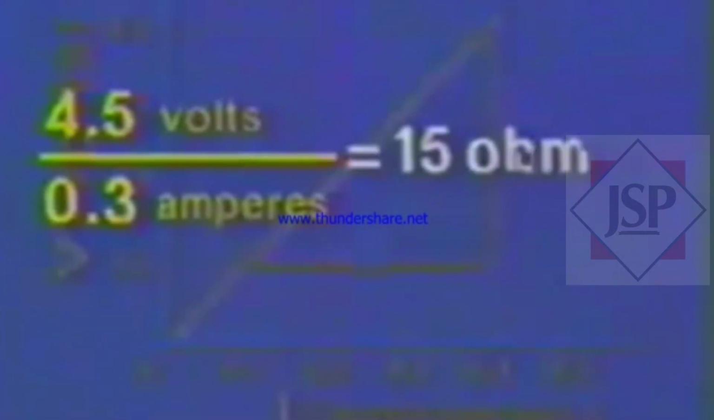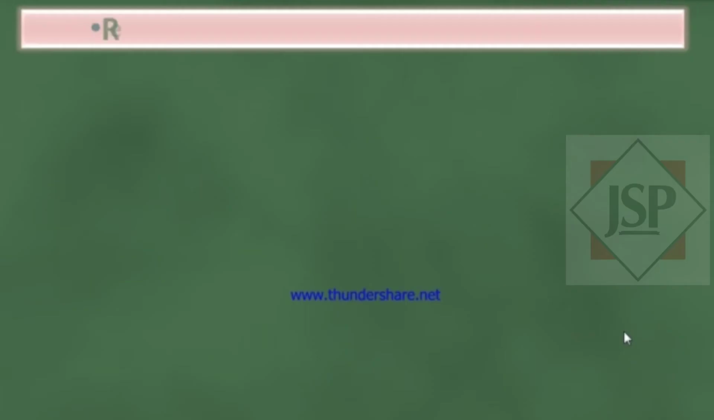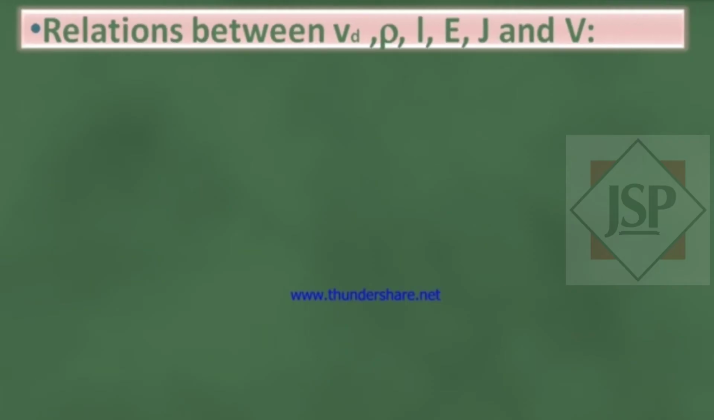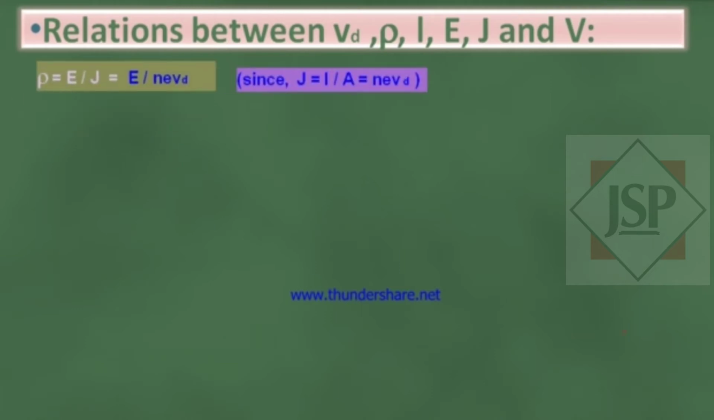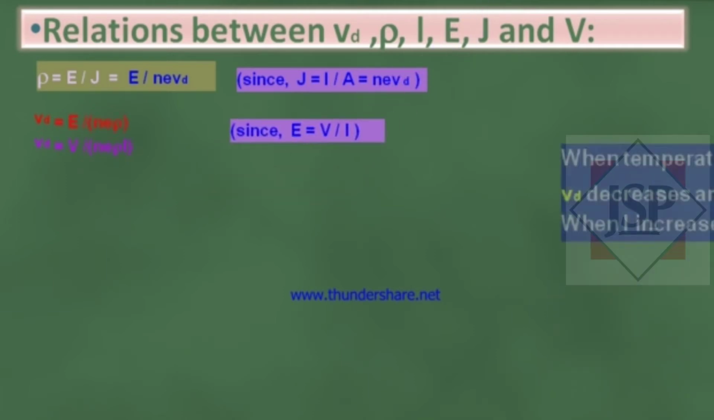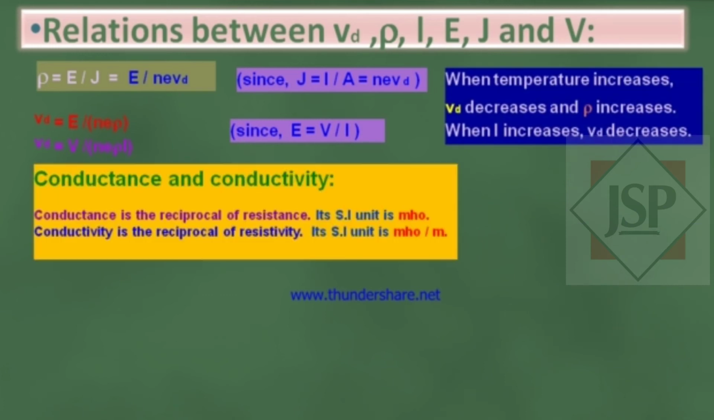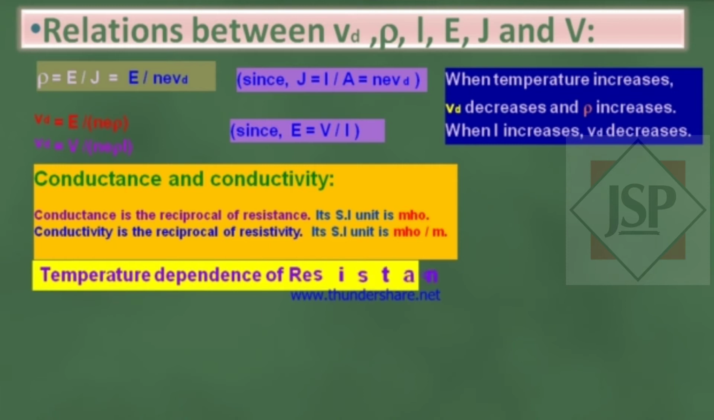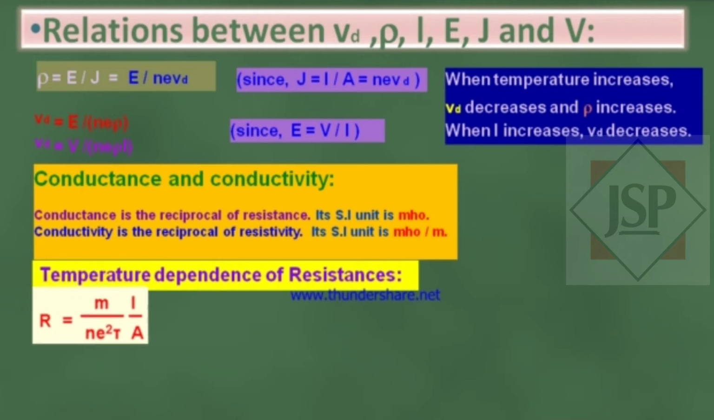Relation between drift velocity, resistivity, current, electric field, current density and potential difference. Rho equal to E by J equal to E divided by n e Vd, since J equal to I by A, that is n e Vd. Vd equal to E divided by n e rho, or Vd is equal to V divided by n e rho into L, since E equal to V by L. When temperature increases, Vd decreases and rho increases. When I increases, Vd decreases.